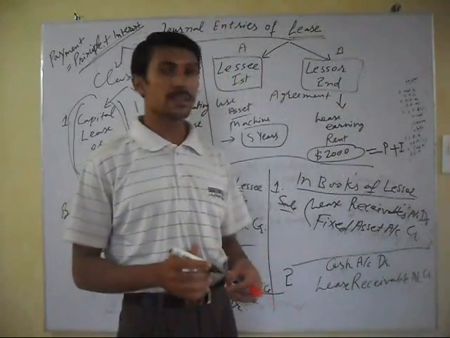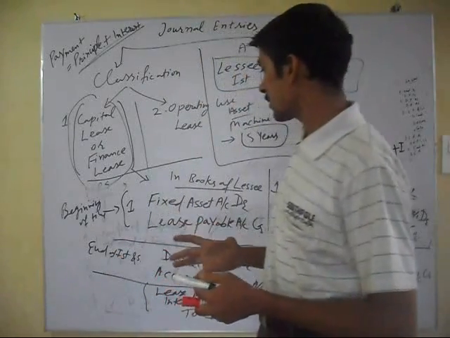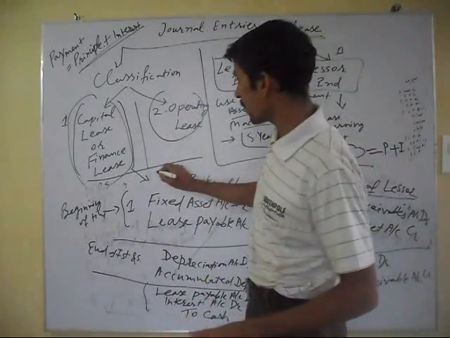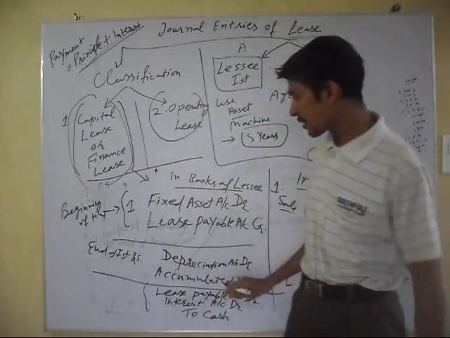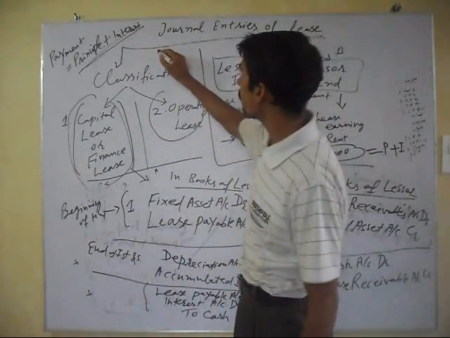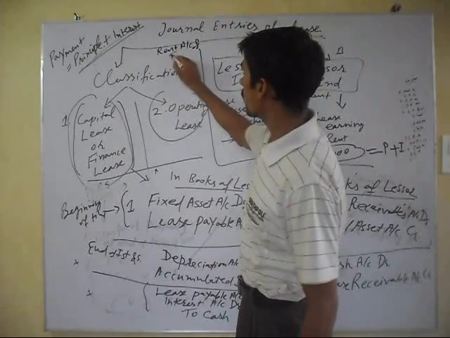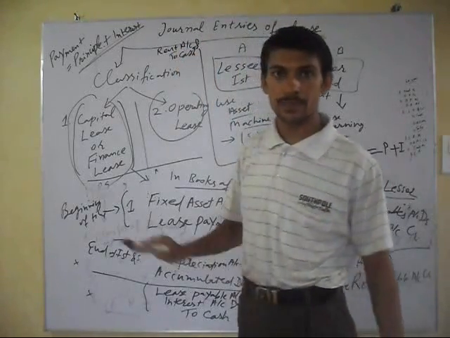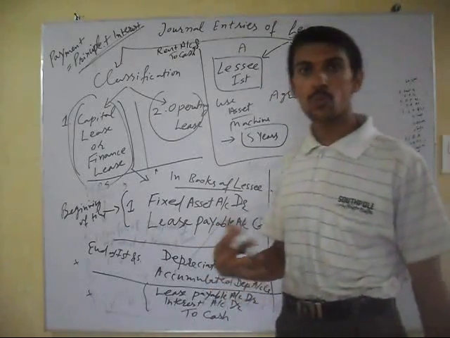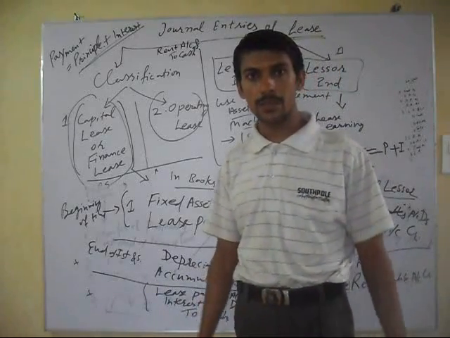Now we are discussing the operating lease. In the operating lease, we will not pass this entry. We just pass rent account debit to cash account. Or in this case, cash account debit to lease earning account. We'll just show 2000. Okay, thank you very much.